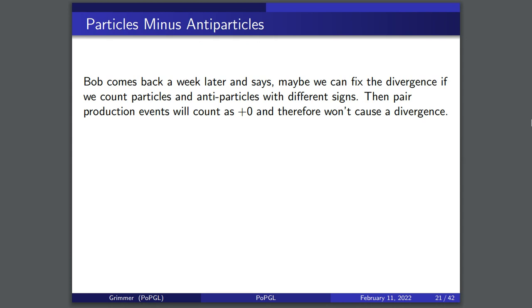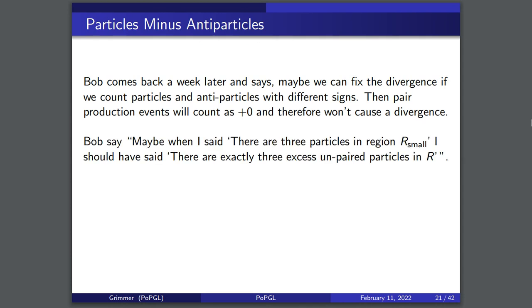So Bob takes a week, and he goes and thinks, and he comes back a week later, and he says, Alice, I thought about what you said, and maybe we can fix the divergence issue if I count particles and antiparticles with different signs. Then pair production events will count as 0 overall, and therefore we won't cause a divergence.